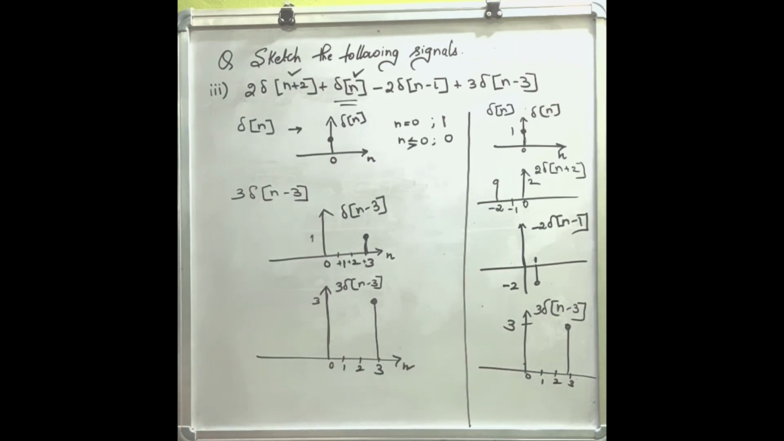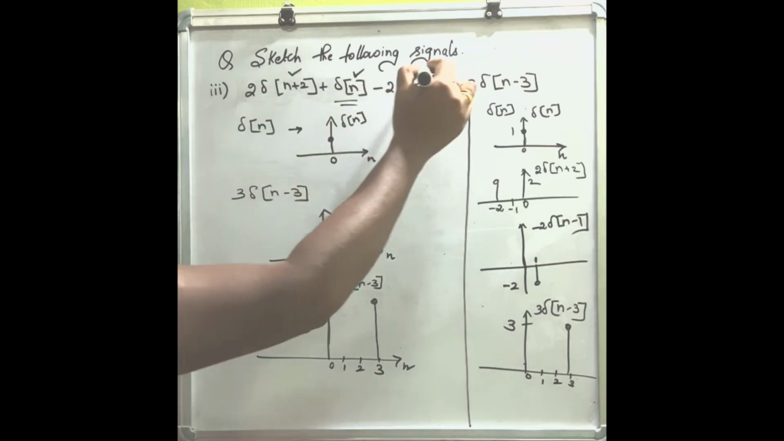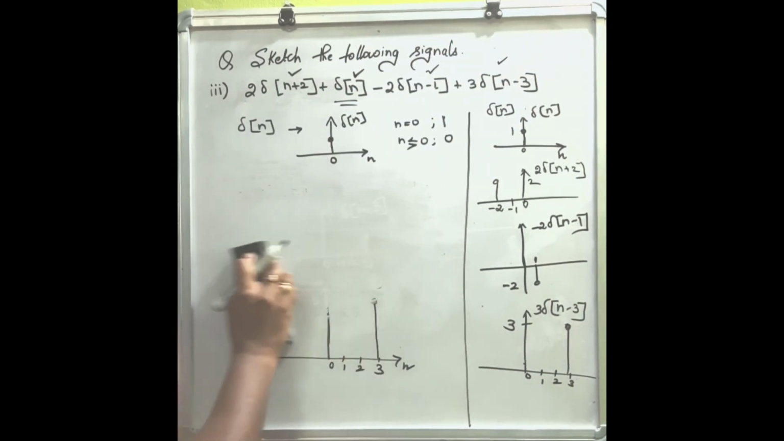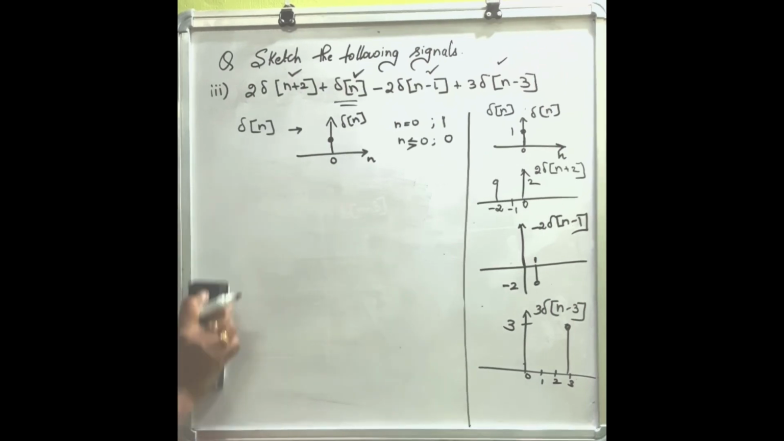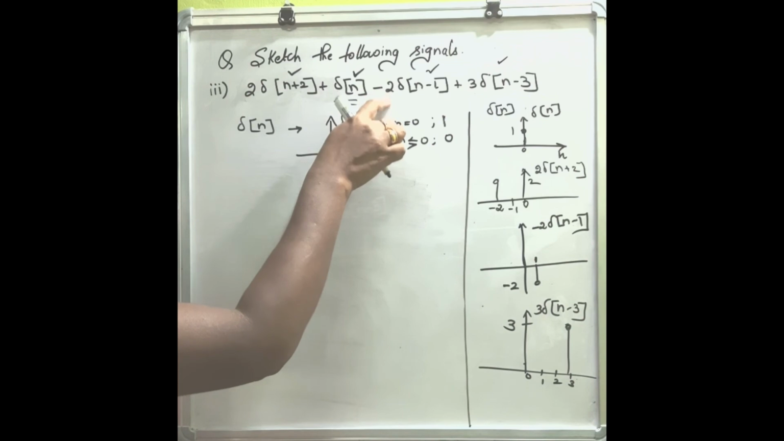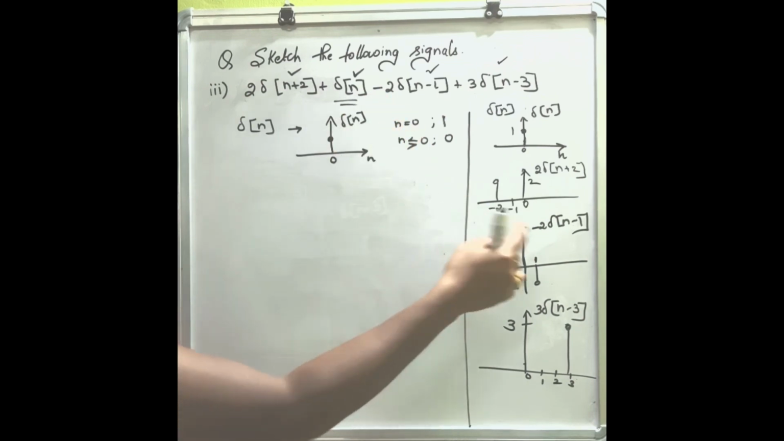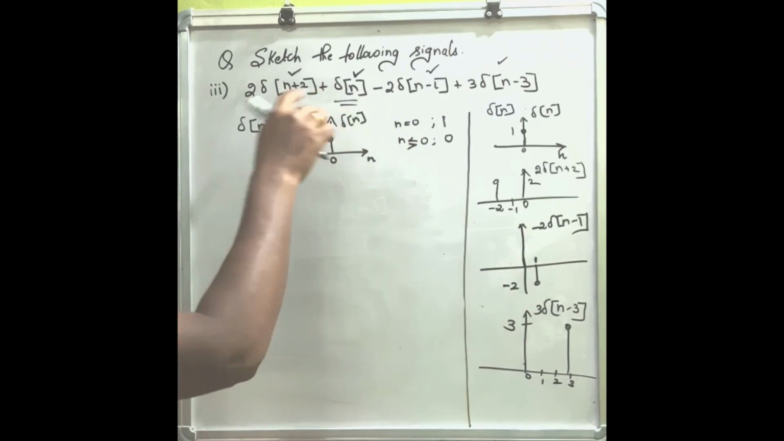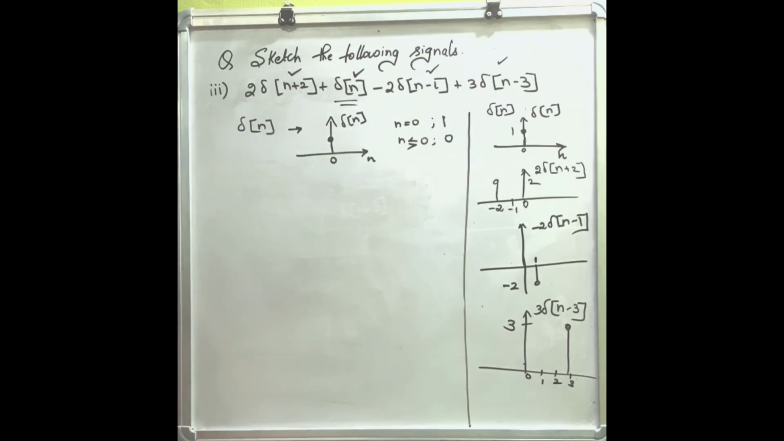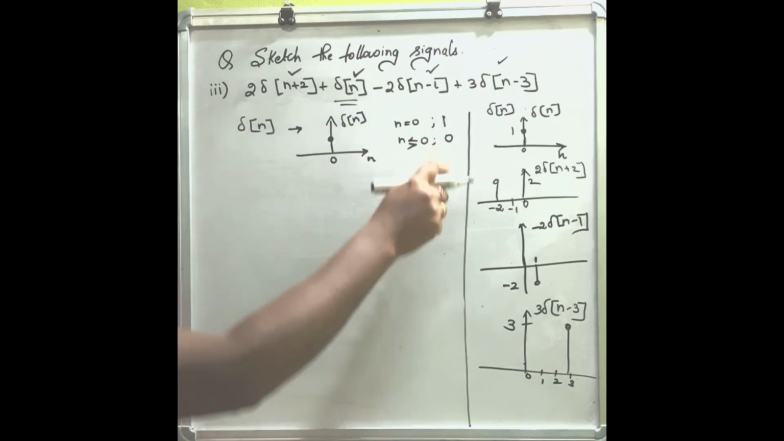Now let's take all 4 signals and add them. There is no need to subtract, because we have already considered the minus 2 within the signal. So don't go on subtracting, just add the 4 signals.